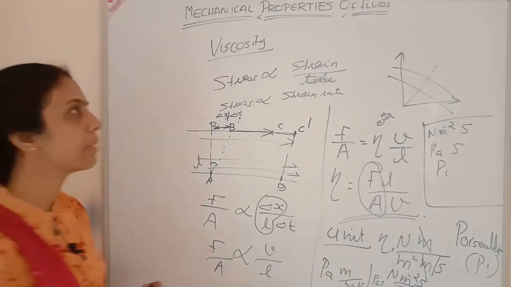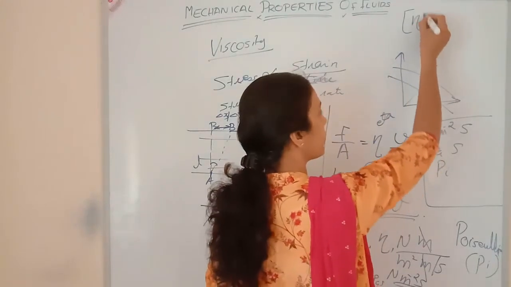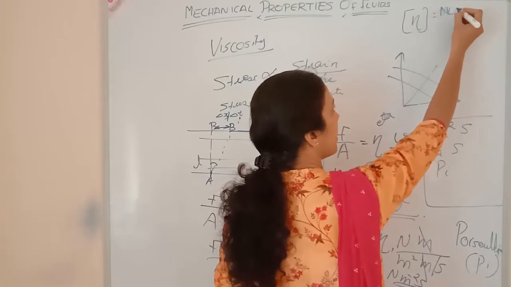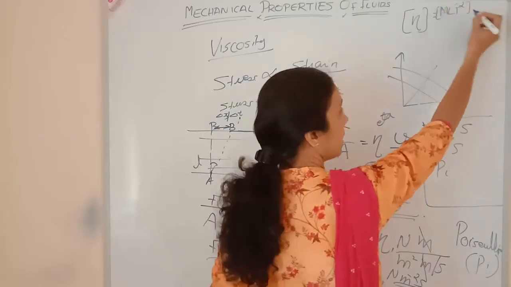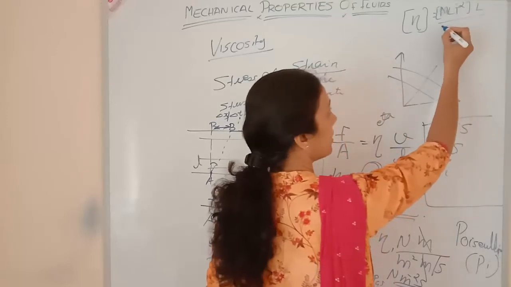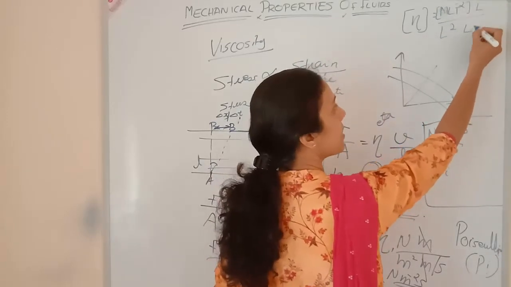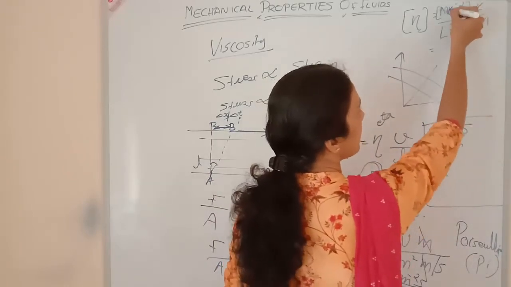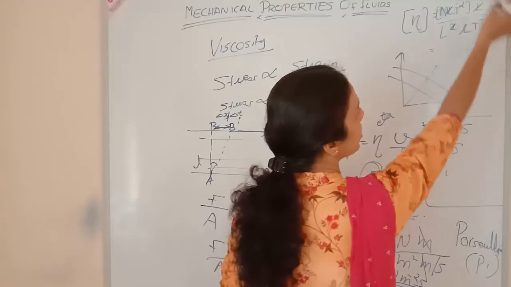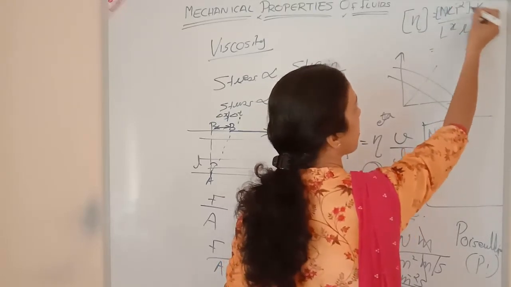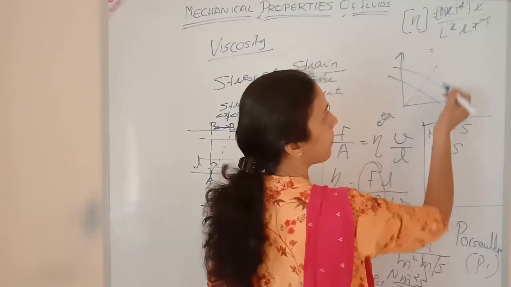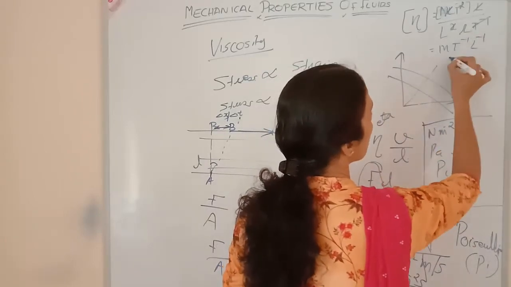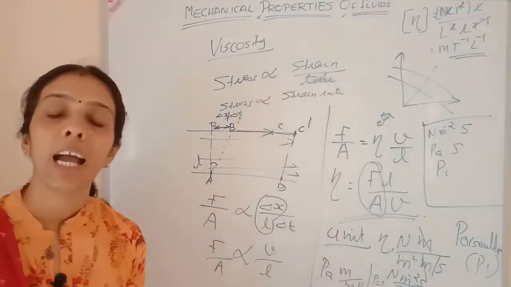Now can we find out the dimension? Dimension of eta, how can we find it? The dimension of F is M L T to the power minus 2. L is L, A is L square, V is L T to the power minus 1. So one L will get cancelled. T to the power minus 2 divided by T to the power minus 1 becomes T to the power minus 1. So M L to the power minus 1 T to the power minus 1 will be the dimension of eta.